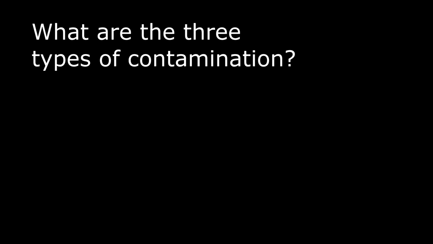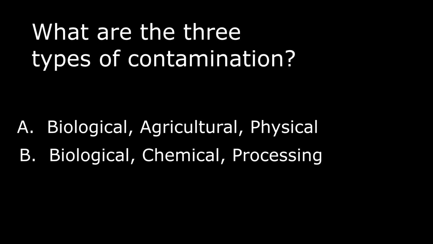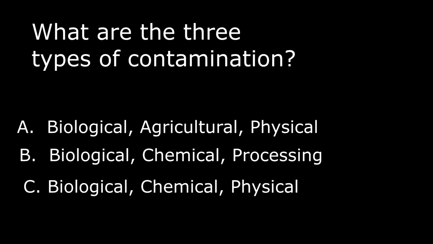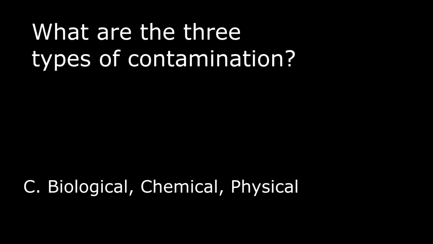Now let's pause to review with a short quiz. First question. What are the 3 types of contamination? A. Biological, agricultural, physical. B. Biological, chemical, processing. C. Biological, chemical, physical. And D. Bacterial, chemical, and physical. The answer is C. Biological, chemical, physical.